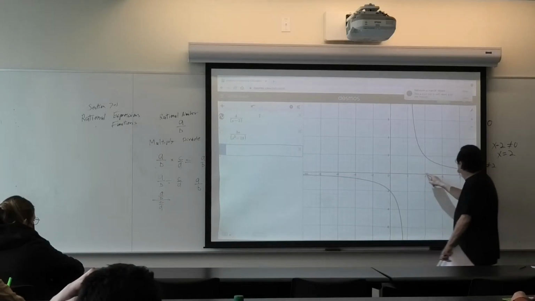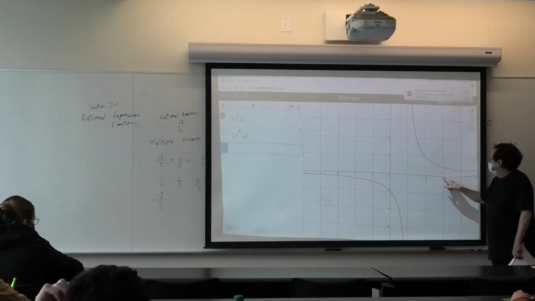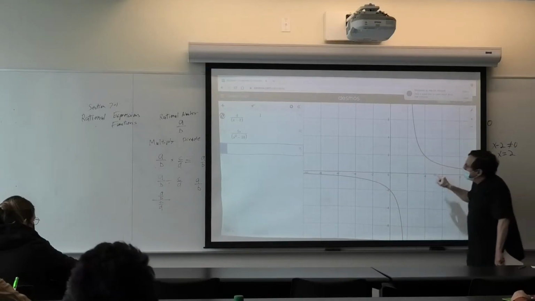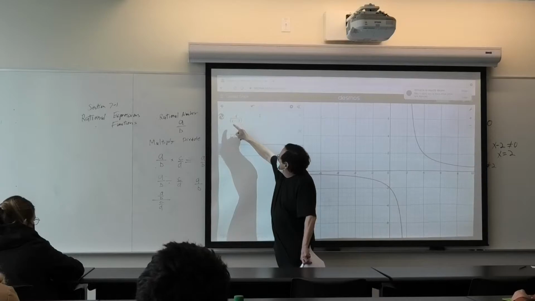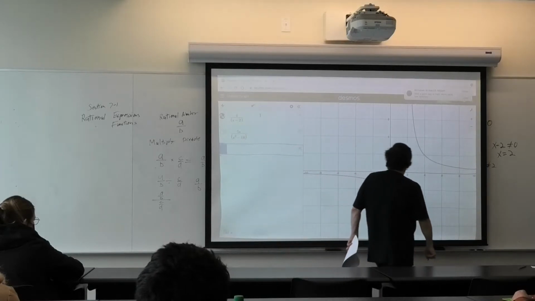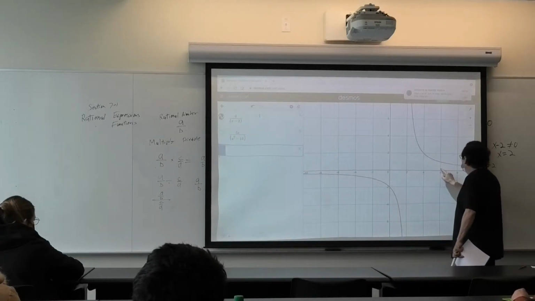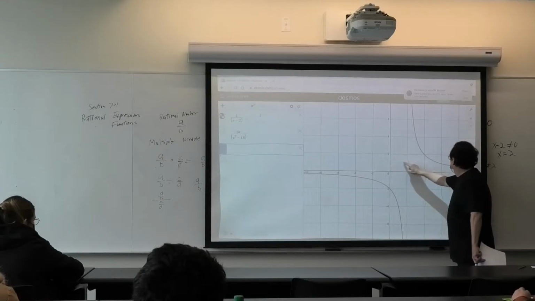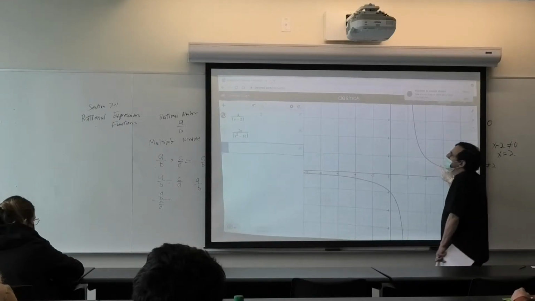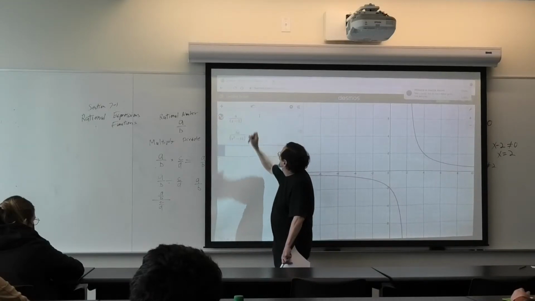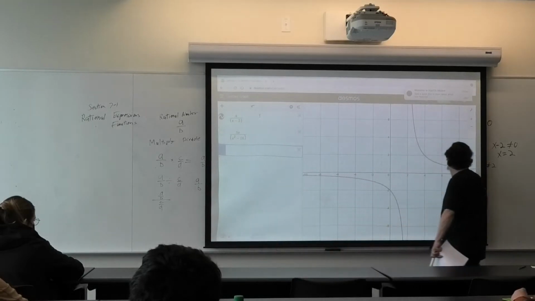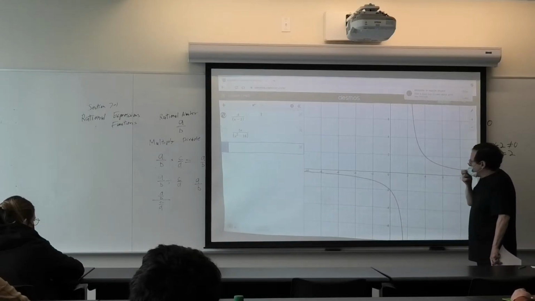Let's say we picked out a point 6. Well, we see the function has value 1. Sure enough, 6 minus 2 is 4. 4 over 4 is 1. So that's why we get the point 1 here.